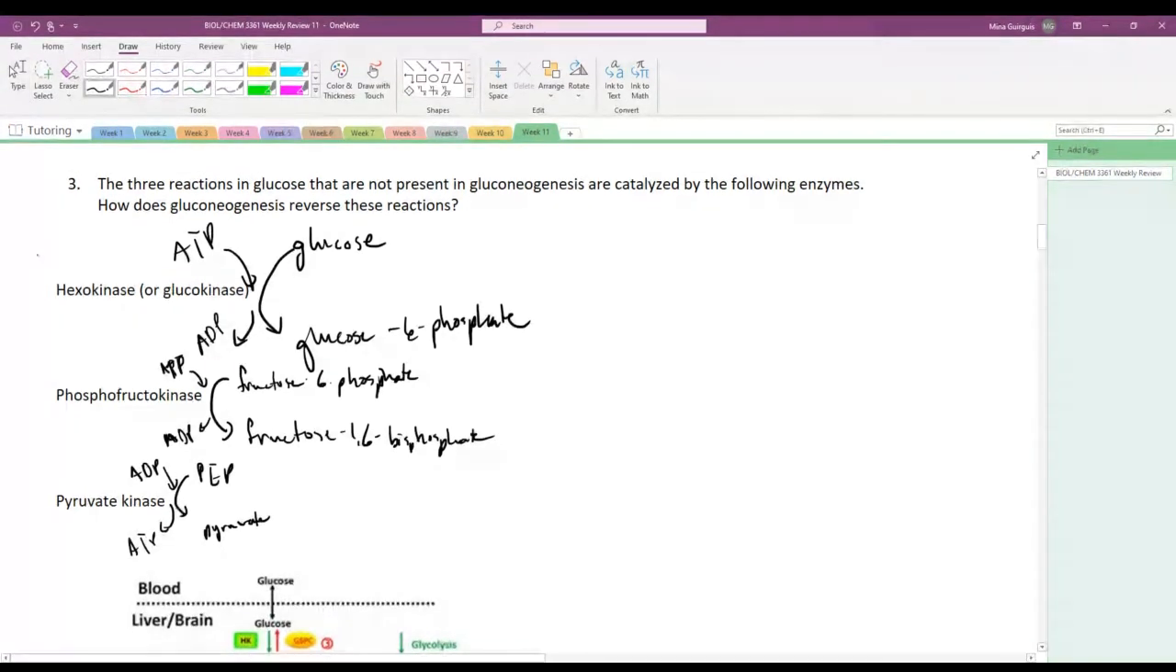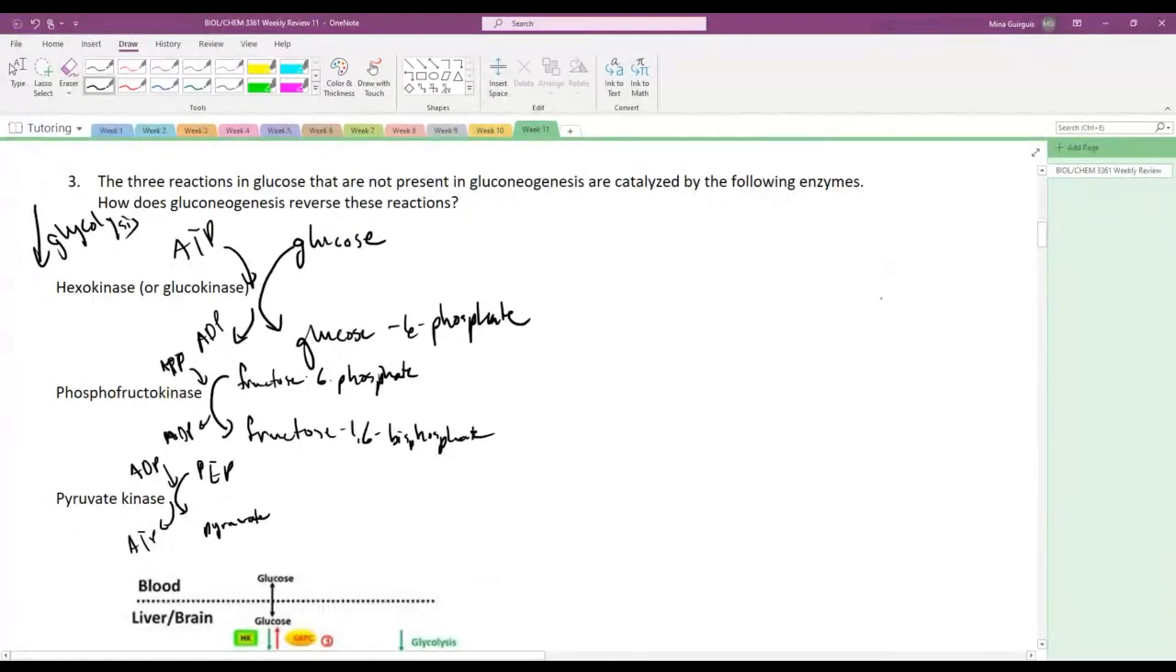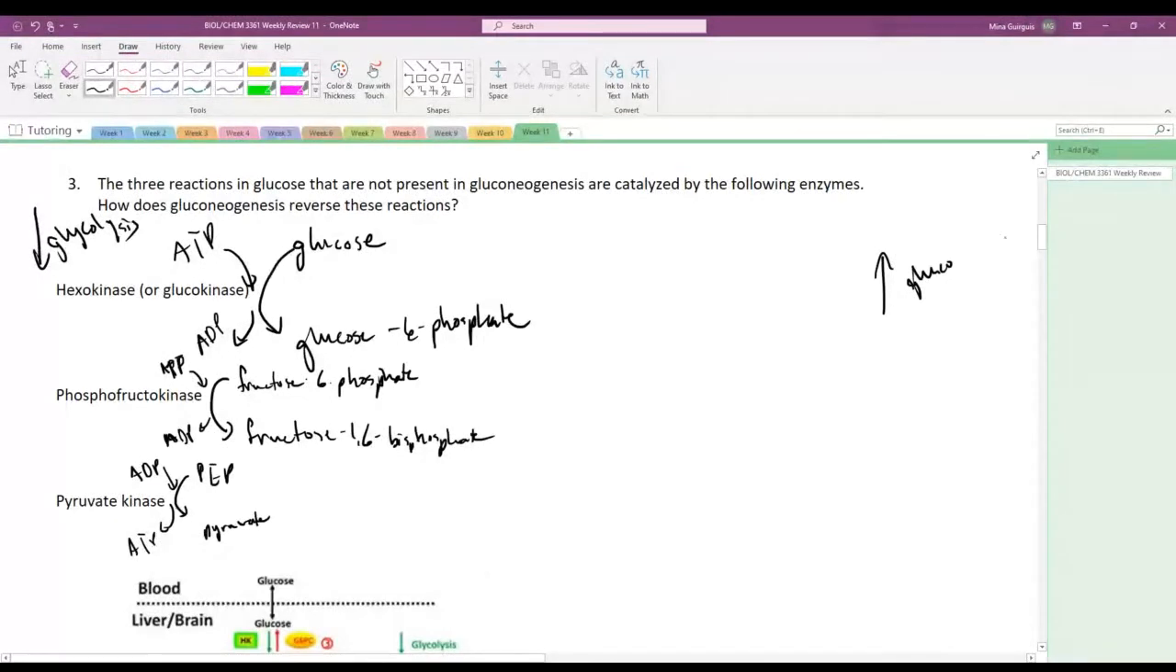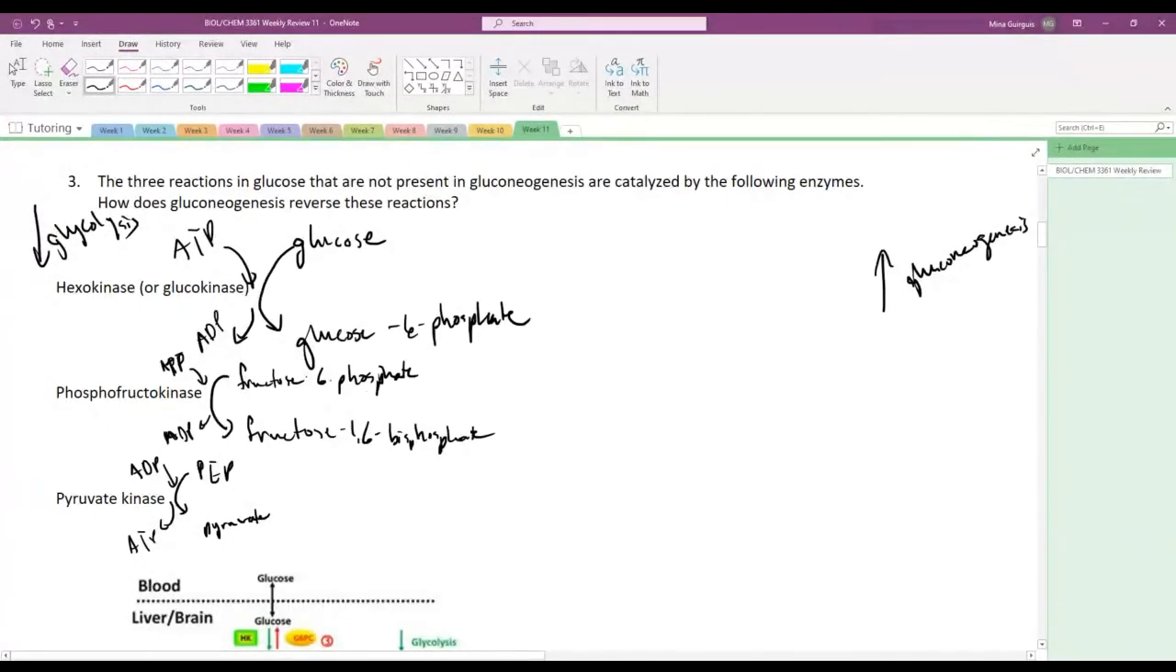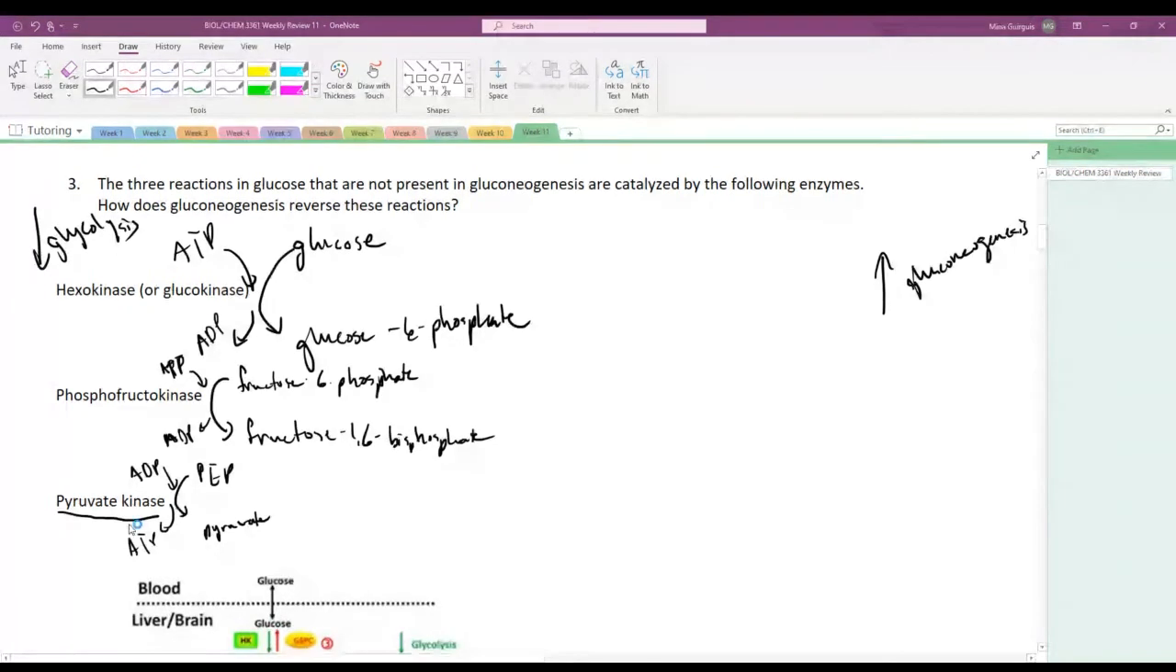So remember, this way is glycolysis. This way is gluconeogenesis. There we go. Okay. So how are we going to convert pyruvate to phosphoenolpyruvate? This reaction, catalyzed by pyruvate kinase, is very, very exergonic. It's very spontaneous. We can't just do it backwards because that would take a lot more energy, and we don't want to waste too much energy in this process. We use some, but we don't want to waste too much.